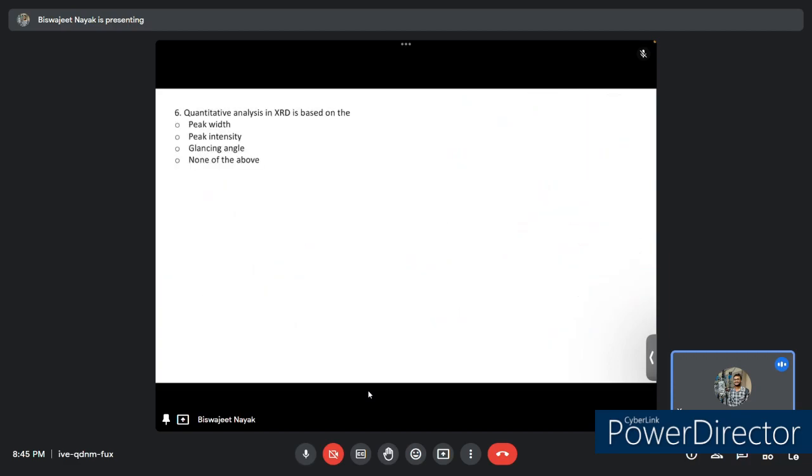Quantitative analysis in XRD is based on peak intensity.